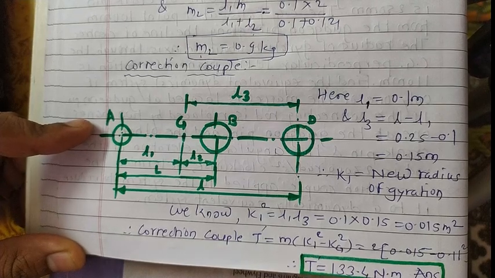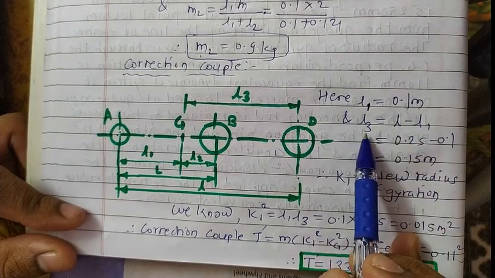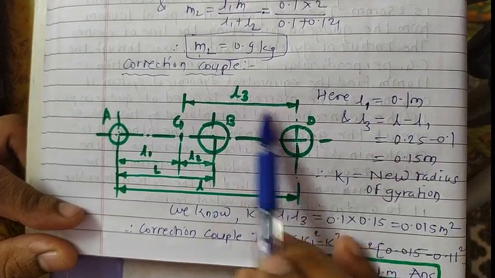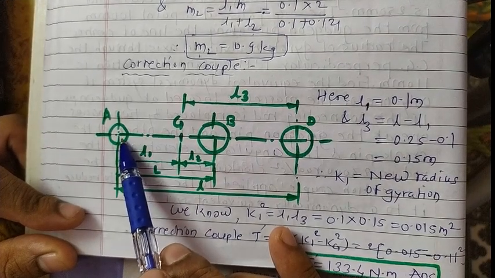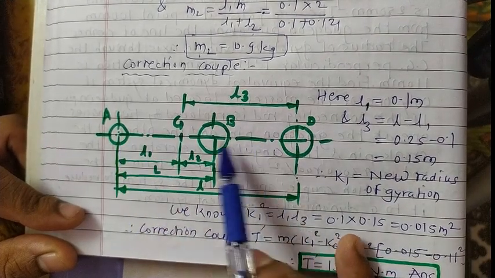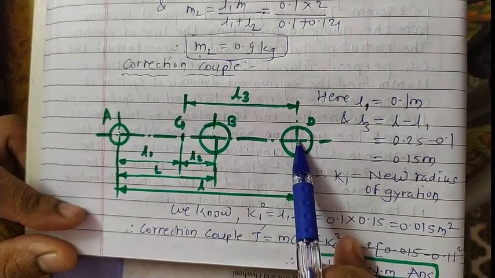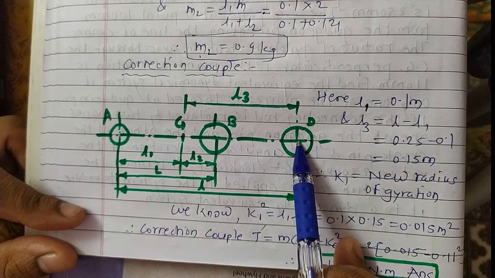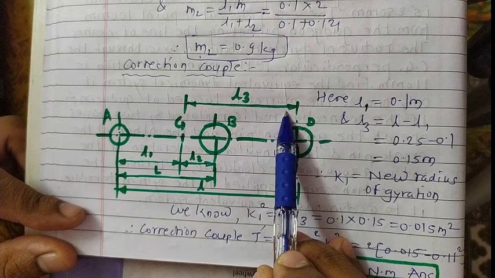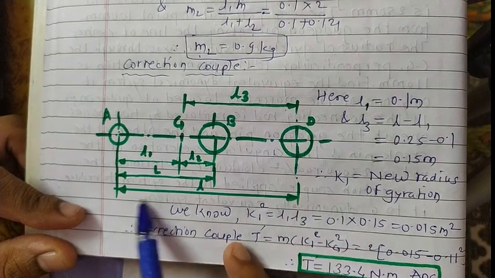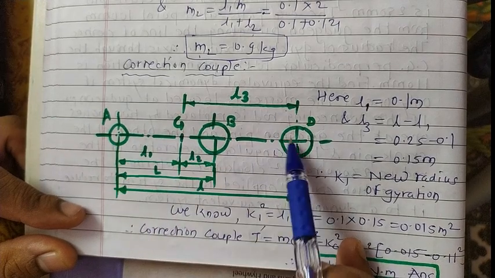Already L1 is given in the problem, L1 equals 0.1 meter. L3 we can find from this relation. This indicates the location of mass A, this one, B with us. The center of gravity point is here, then D is the location of the other mass. So how can I get the value for L3? L3 is nothing but the total distance, the distance between the two masses, which is L.